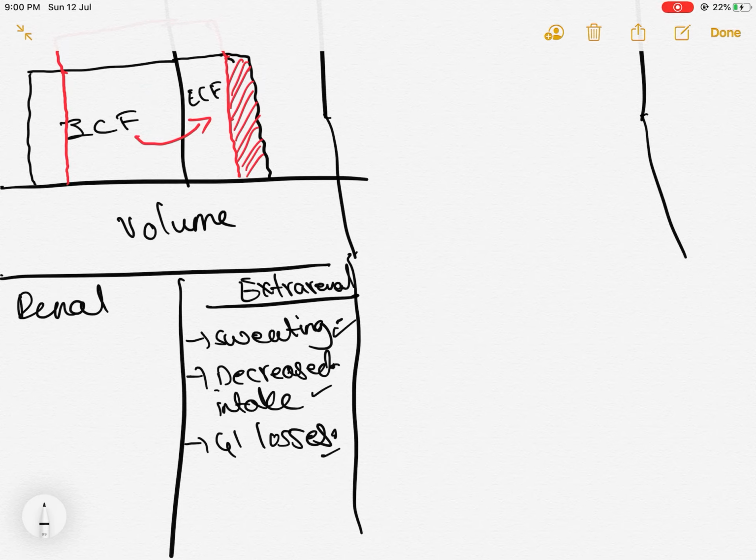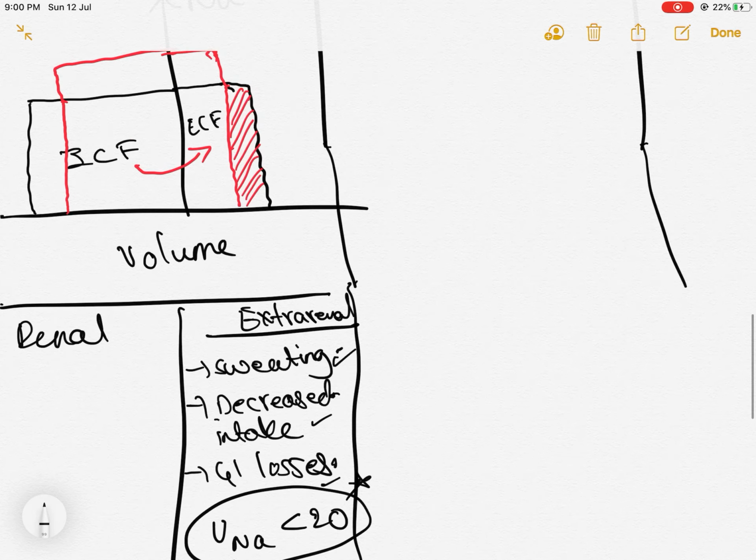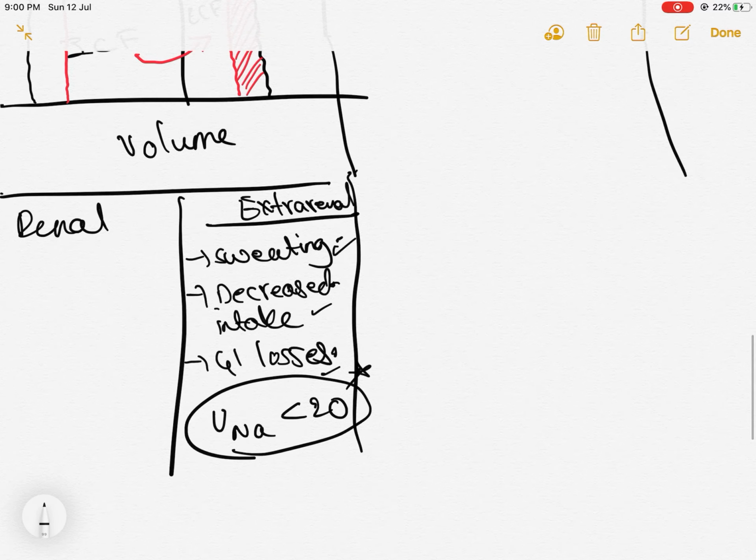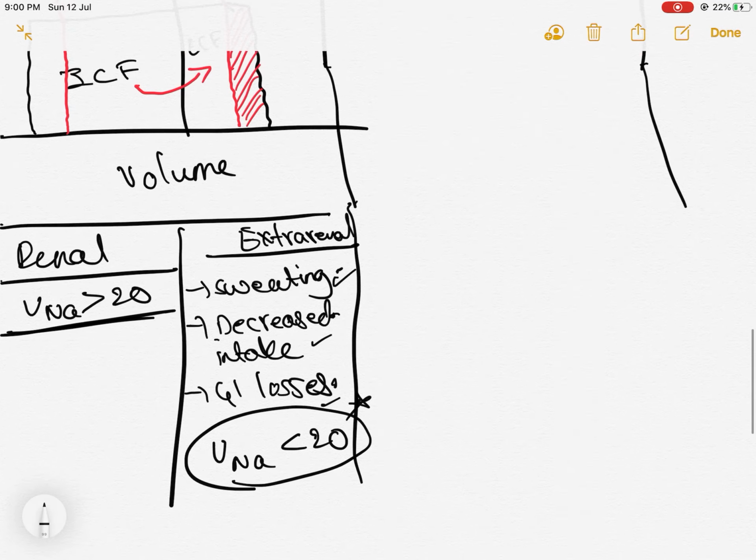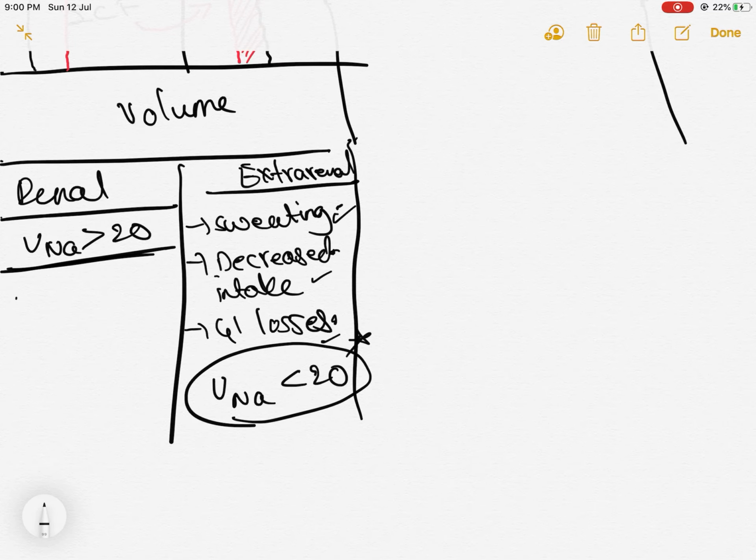As a result, whenever the blood supply to the kidney reduces, you get urinary sodium which is less than 20. So the feature which is diagnostic of hypovolemic hypernatremia due to extrarenal cause is that urinary sodium is less than 20. Now in renal cause, what happens is that urinary sodium is more than 20. Okay, so the renal causes of fluid loss are due to osmotic diuresis.